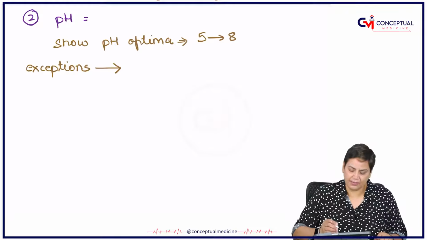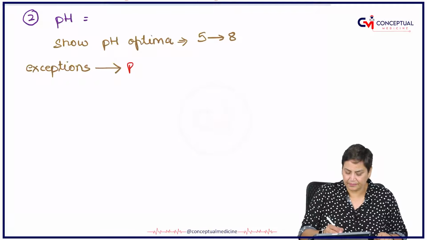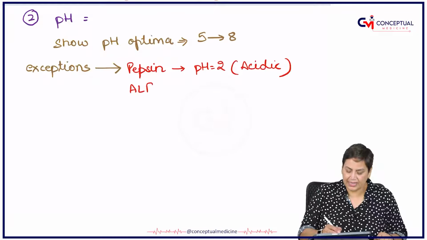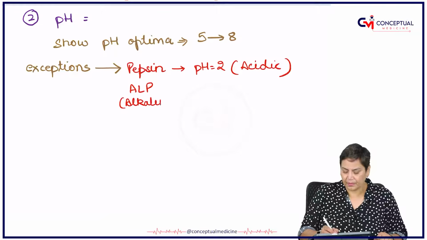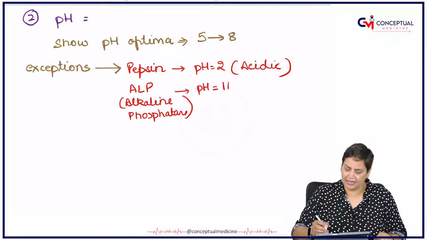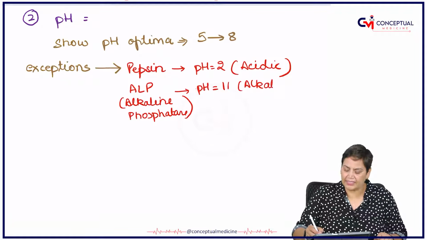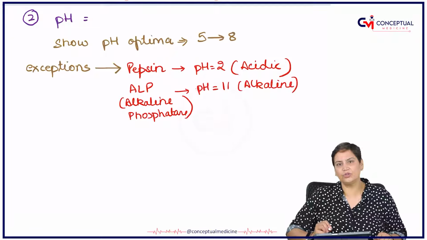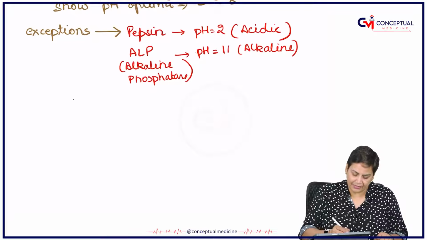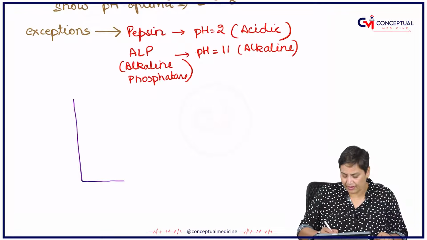And the most important exception here is pepsin. Pepsin works at pH 2, which is very highly acidic. And if we talk about ALP, which is alkaline phosphatase, which is a marker enzyme of bone diseases, here it works at pH 11, a very high alkaline pH. In fact, most of the digestive enzymes, trypsinogen, chymotrypsinogen, always work at a very high alkaline pH. Okay, but overall, all enzymes will show a pH optima between 5 to 9.